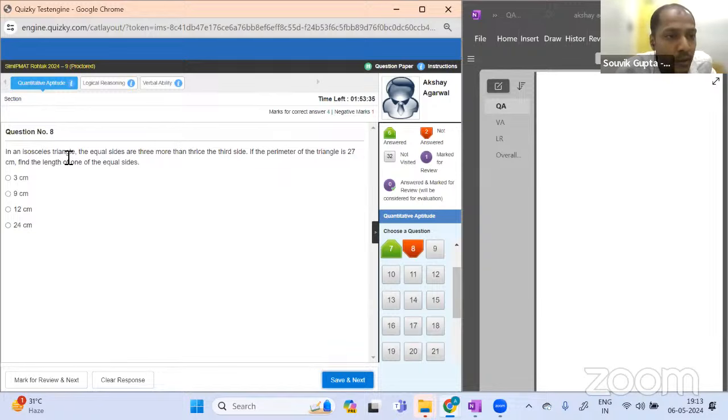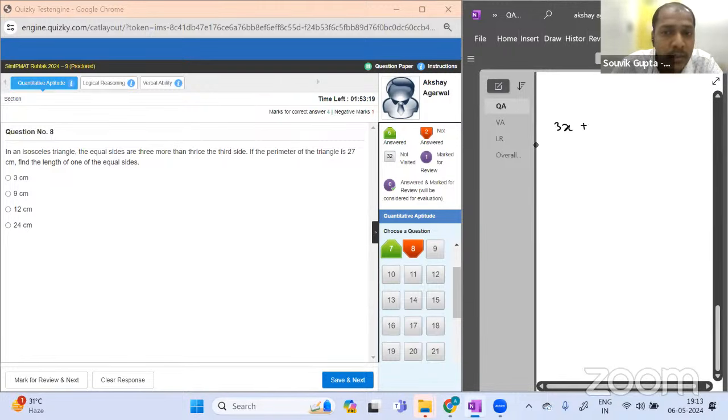In an isosceles triangle, the equal sides are 3 more than thrice the third side. So let the third side be x. So 3x plus 3 is the length of each equal side.